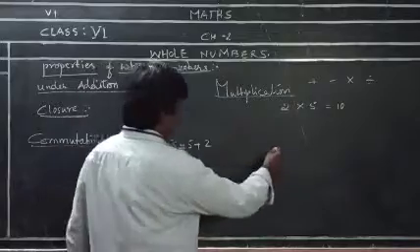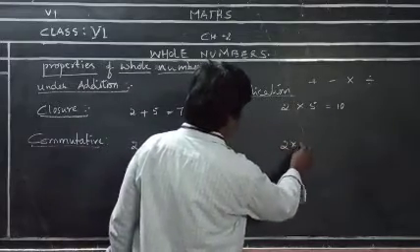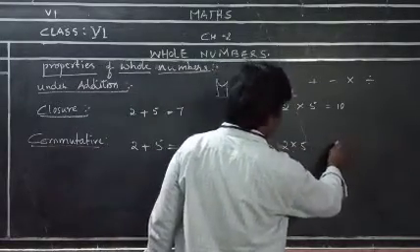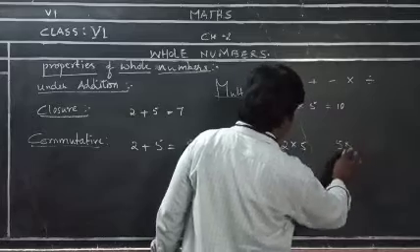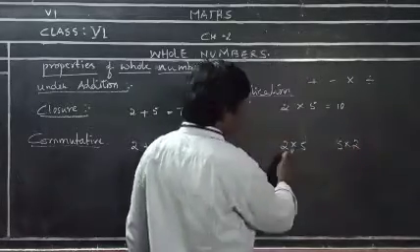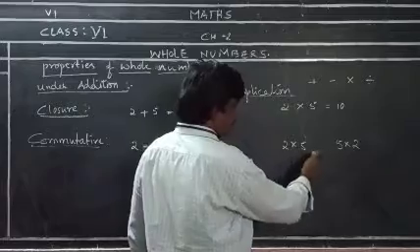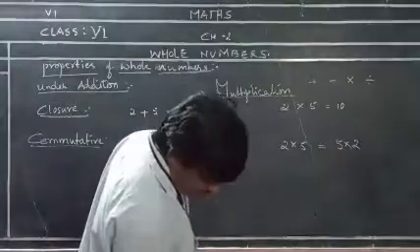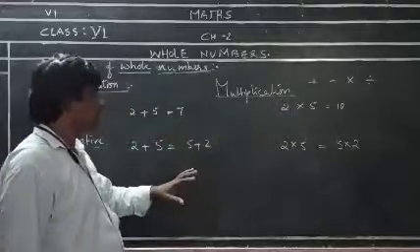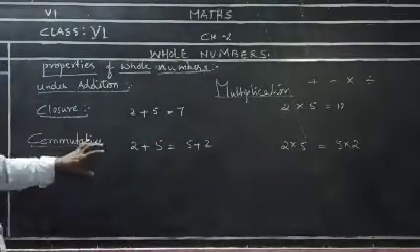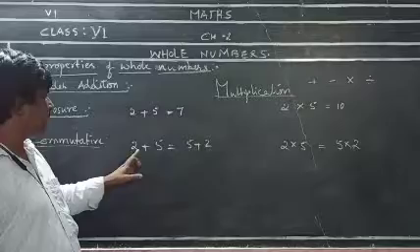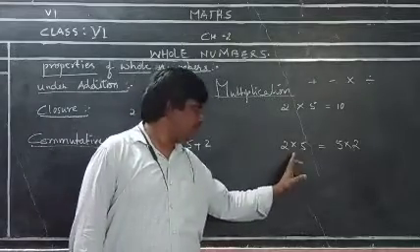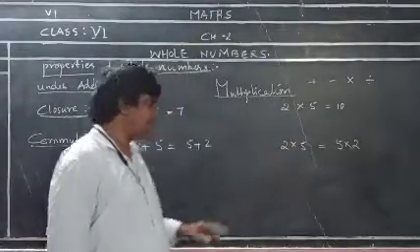Multiplication: same thing I will take. 2 into 5. I will interchange. What is the interchange of 2 into 5? 5 into 2. 2 into 5, I get the product 10. 5 into 2, I get the product 10. So both are the same. So this comes under the commutative property. That means whole numbers are commutative under addition. Whole numbers are commutative under multiplication.